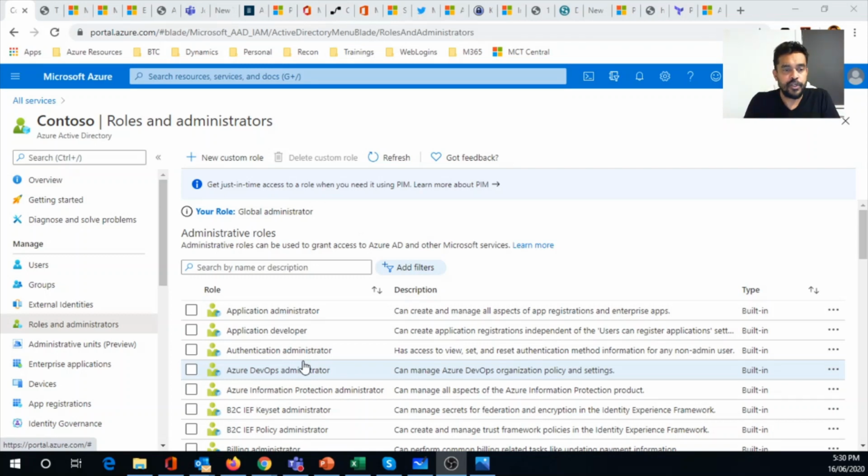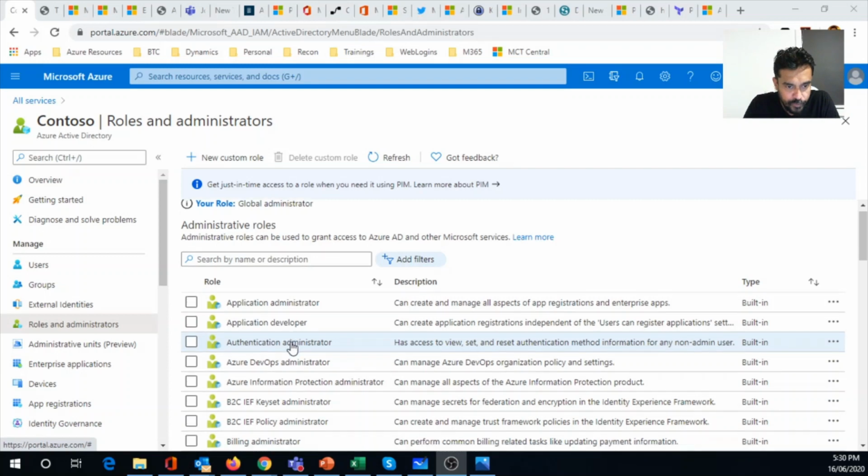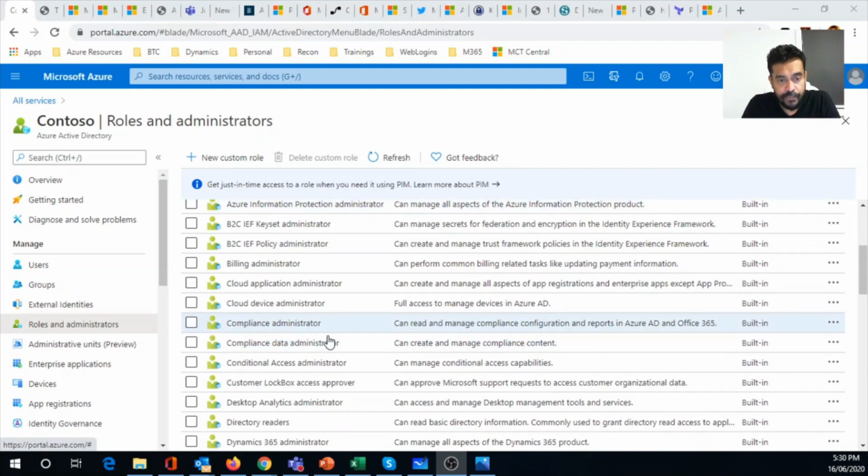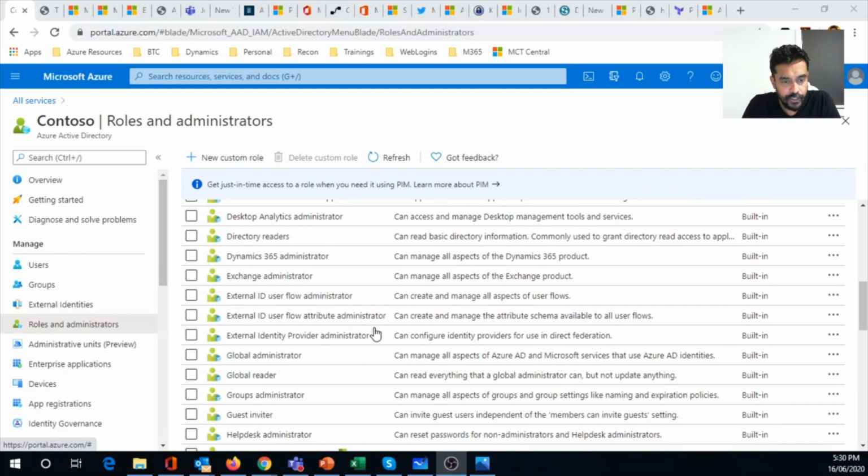There is a set of predefined roles and administrators within Microsoft Azure. If you go in there, you would see, starting from application administrator and then authentication administrator, DevOps administrator, compliance administrator, and even global administrator, these are privileged identities. You would see a set of identities pre-created, and those are known as privileged identities.